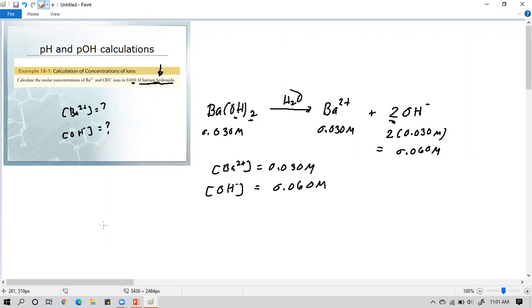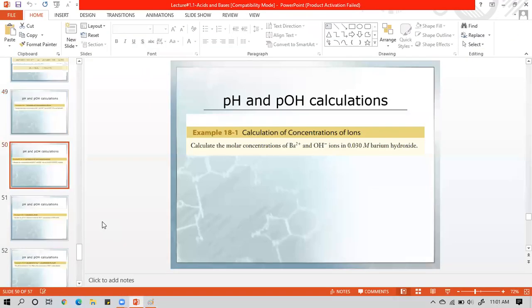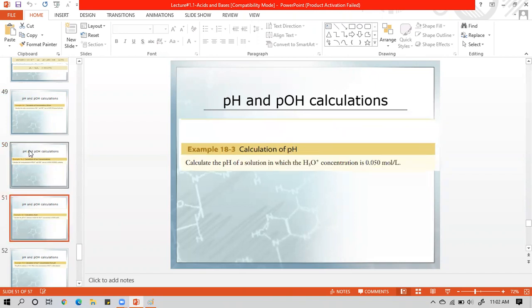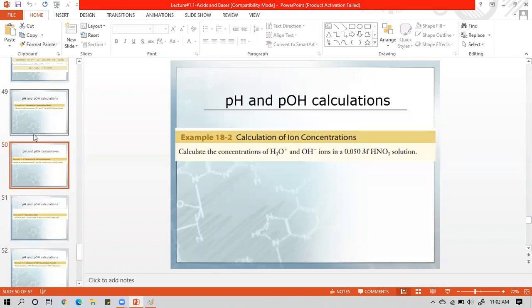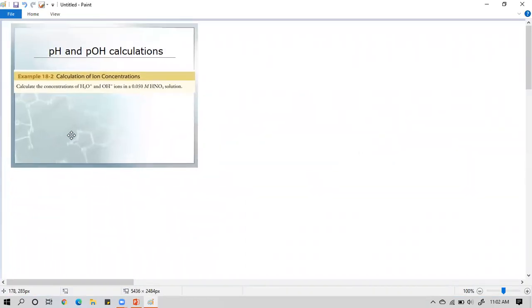Okay, take a screenshot so we can proceed to our next problem. Sample problem 18-2, calculation of concentrations. Calculate the concentration of hydronium ion and hydroxide ion in a 0.05 molar nitric acid solution.